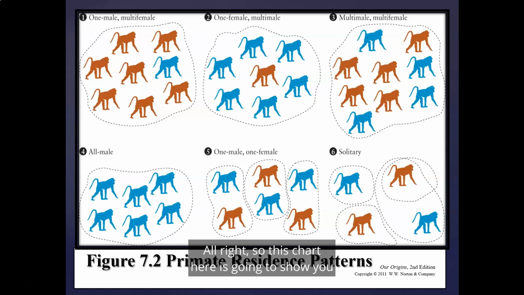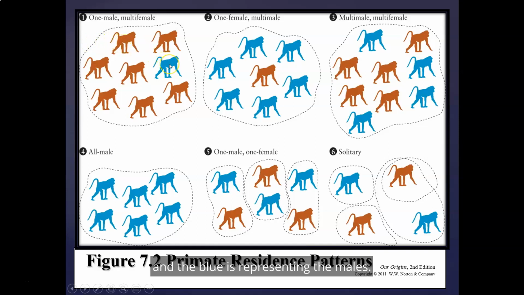All right, this chart is going to show you the various forms of residence patterns, and also that will correlate with the reproductive strategy. The first one here, the red is representing the females and the blue is representing the males. So this is the one male multi-female. You see this in gelada and hamadryas baboons, also in gorillas. That one dominant male, or the harem master, is then going to mate with all of the females in that group. So that's a polygynous mating strategy.